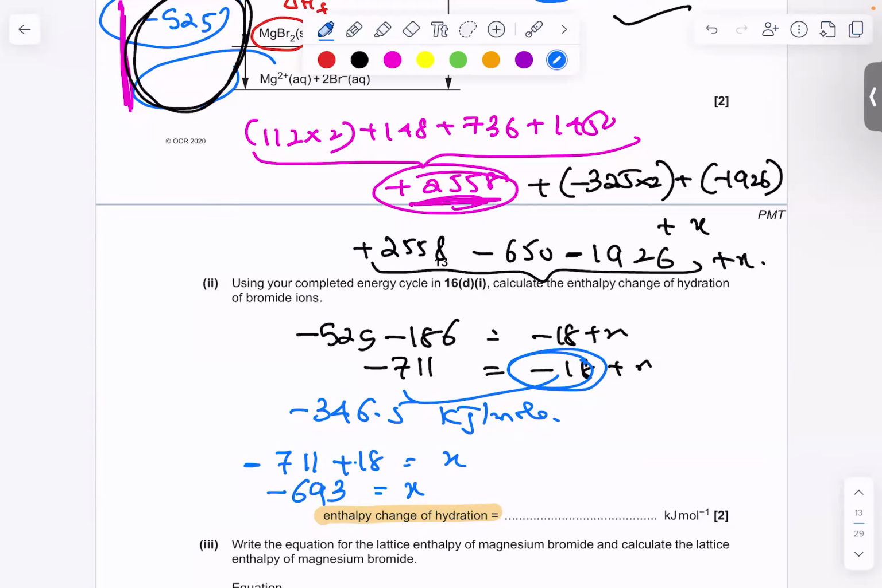And then divide that by 2. Check. Yes, you need to divide it by 2. Minus 693 divided by 2. What is the answer? I got minus 346.5. Yes, this is the answer. I see. Is it clear?